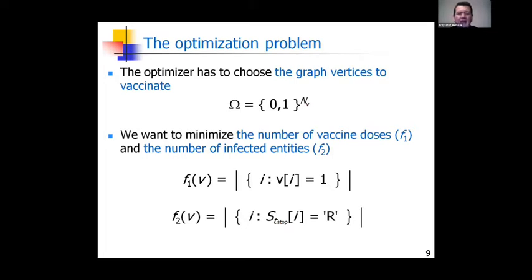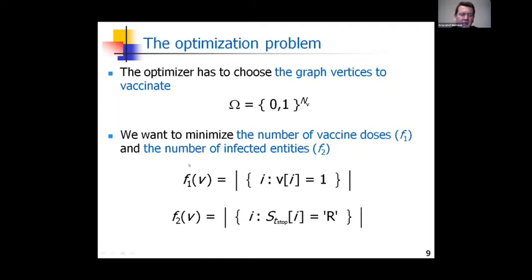And this means that we have the search space of binary vectors with the length equal to the number of vertices in this graph. Because of course we need to decide which vertices to vaccinate, which are represented by ones in this binary vector. And the objectives in this problem are the number of vaccine doses and the number of infected vertices in the graph after the simulation stops. So we have a bi-objective optimization problem.